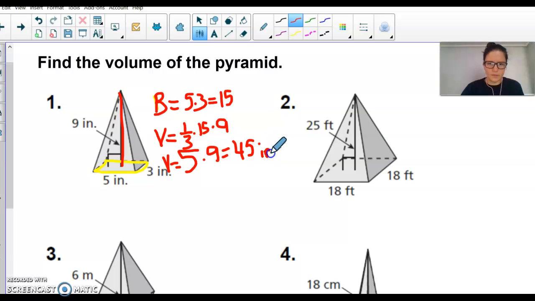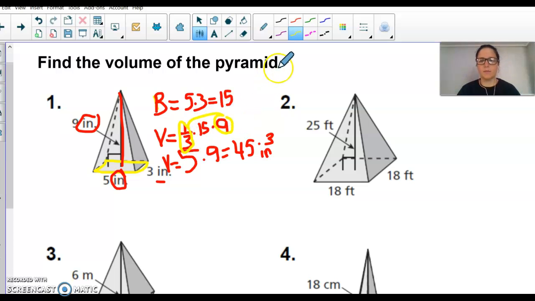So inches cubed is your unit of measurement, because you have all those inches right there, and it's length times width times height. So again, if you notice that 1/3 and 9, you could have done 1/3 of 9 is 3. 3 times 15 is 45 as well. So you got to recognize what base it is.